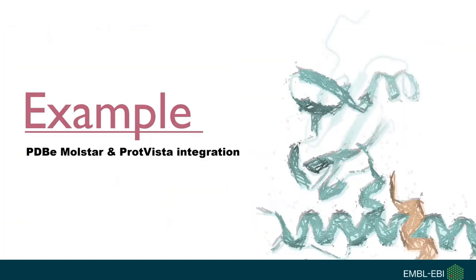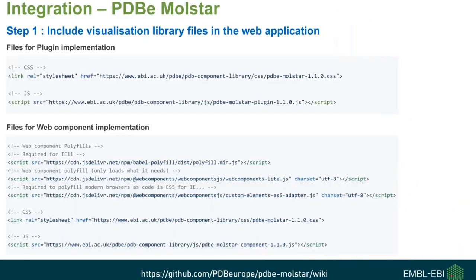Now we will take a look at a couple of examples to demonstrate the integration steps, how to integrate this visualization into a web application. First, let's see how to integrate our PDBe Molstar 3D viewer. For integration, we start with adding the visualization library files or build files in the web application. PDBe Molstar is available as both a JavaScript plugin and it's also available as a web component.